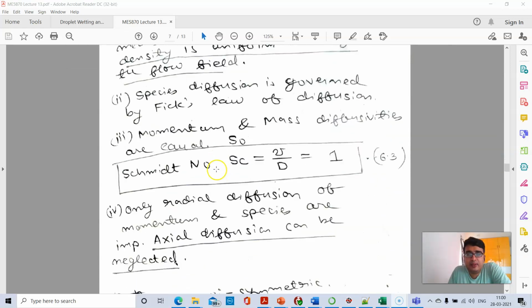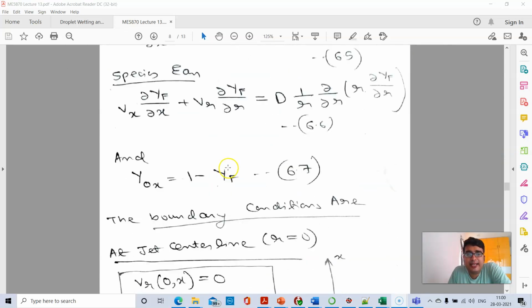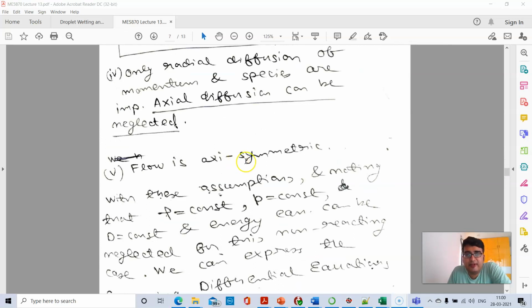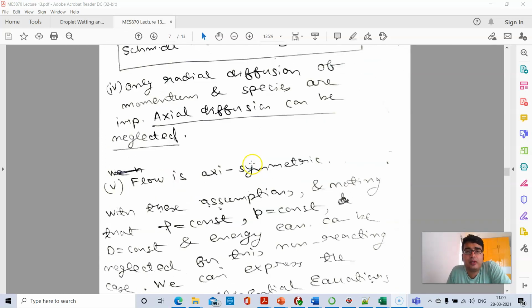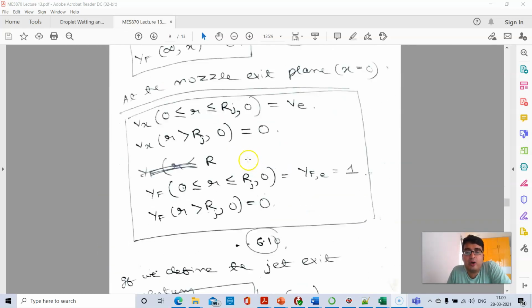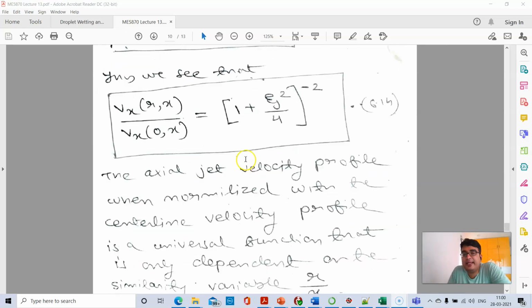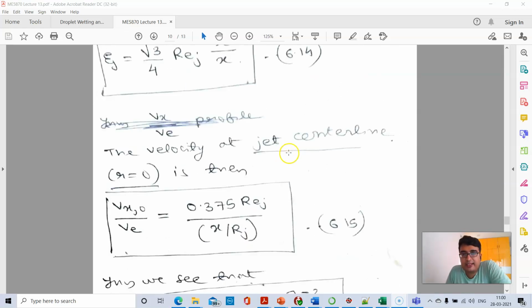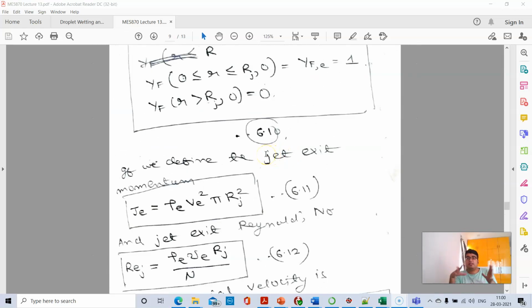So I think I will stop here. In the next class we will continue this derivation and see how we can analyze the entire case of a non-reacting jet analytically, and then we will look into the case of a reacting jet. Today I have just given you the basic physical picture, and in the next class we will derive it for an actual jet case.